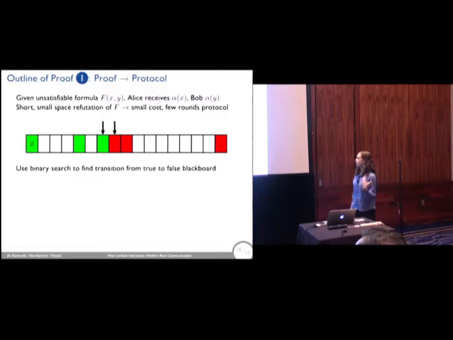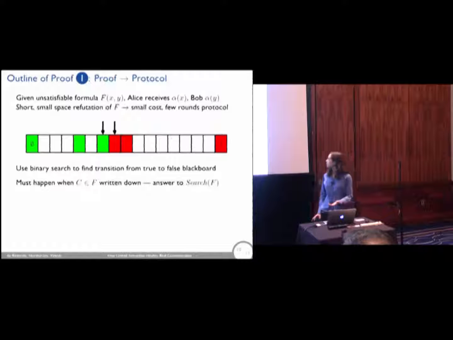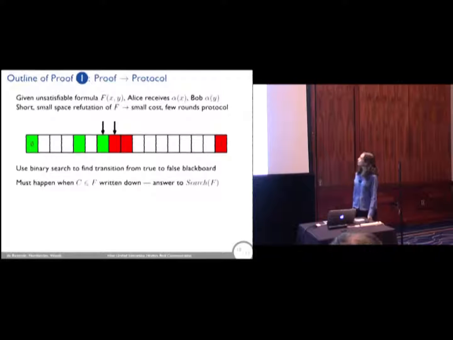So what happened in this transition? Well, it couldn't be an erasure. It also cannot be that they inferred something, because if they had a true blackboard, anything they infer from that is also true. So it must be that they wrote down a clause of the original formula. And I claim that that clause is falsified by their assignment, and it's the answer to the search problem.